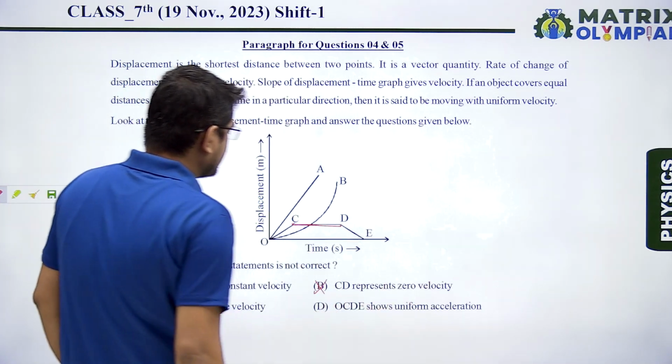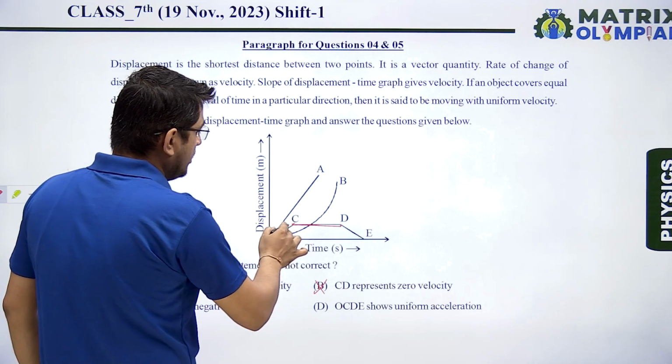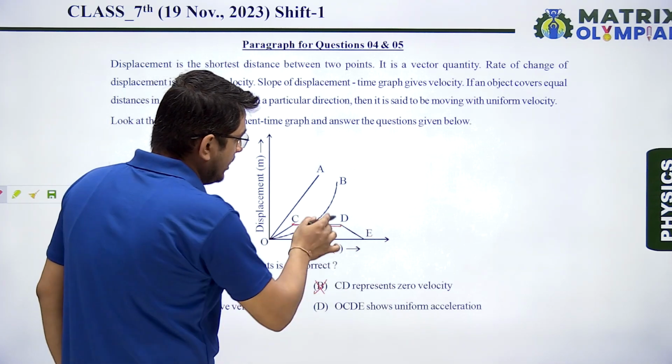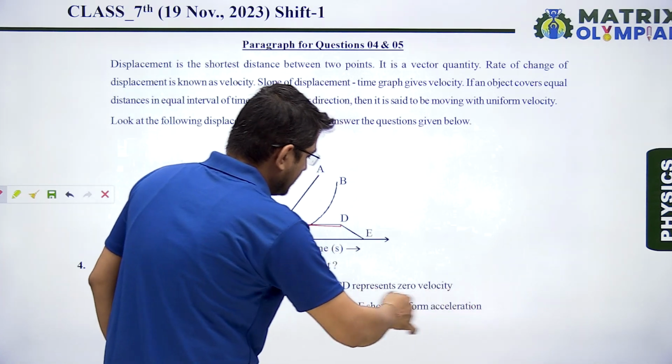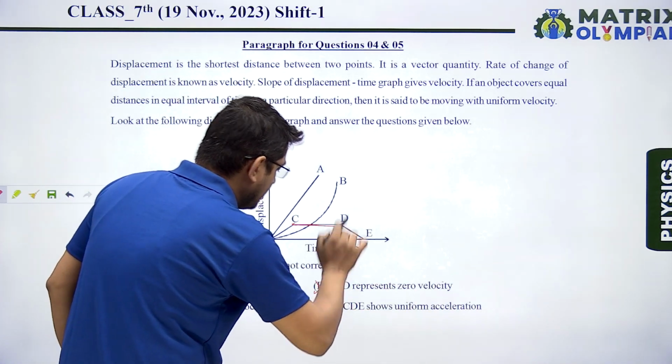OCDE shows uniform acceleration. We can see OC is a uniform velocity, that means acceleration is 0. In CD there is velocity 0, that means acceleration also 0. And again DE is also a uniform velocity. There is no uniform acceleration, that means this is a wrong statement. So this is our correct answer.